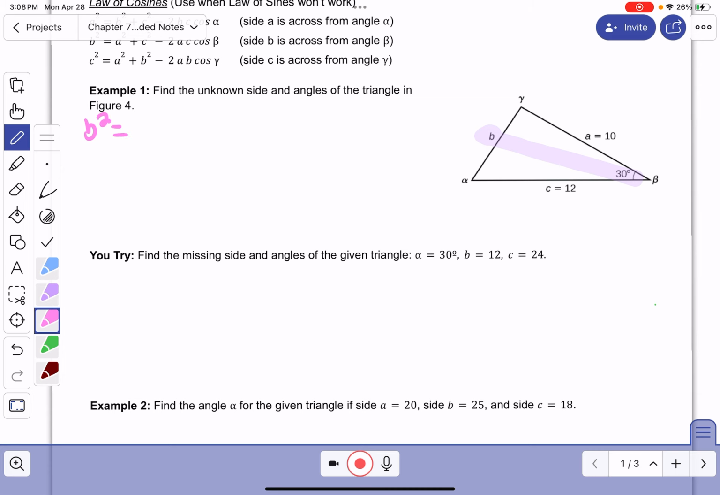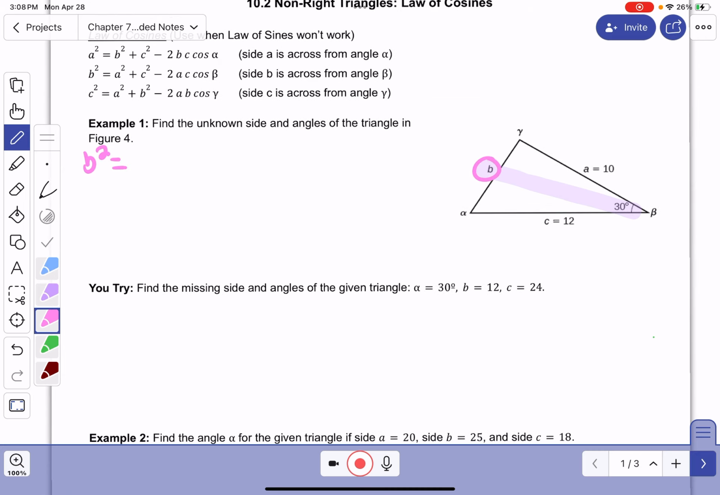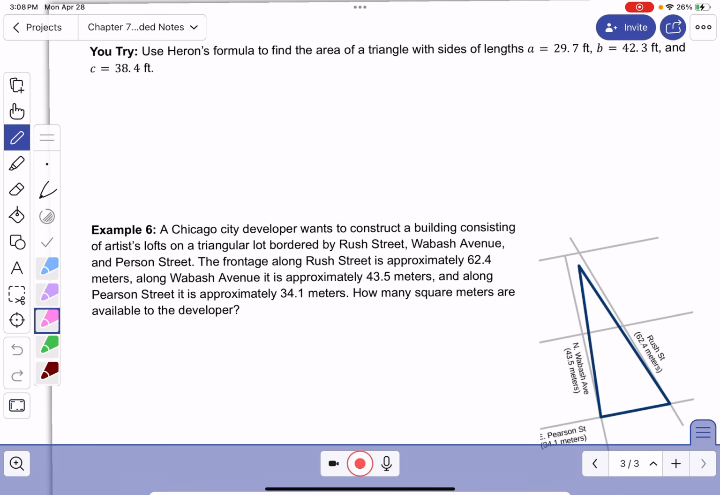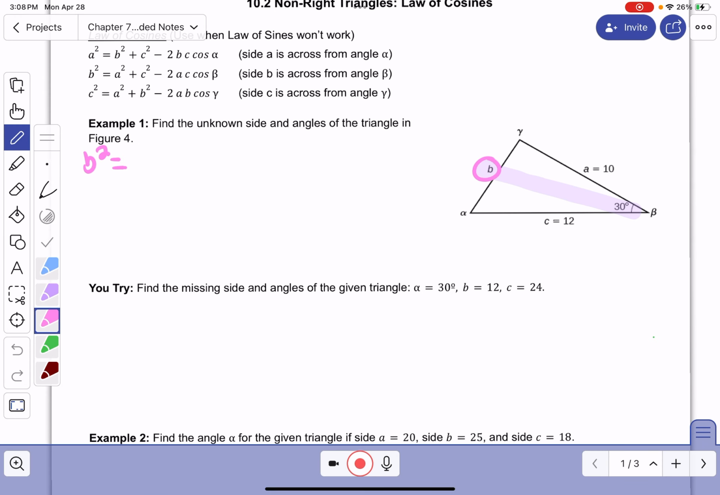So we start by writing b squared equals, because that's the side we're looking for. Then a and c are going to be these other sides. So we do a squared plus c squared minus 2 times a times c. Now, if they're labeled a, b, and c, it's really easy. If they're not, it doesn't matter as long as the b is the one that's alone. And then we put cosine 30.